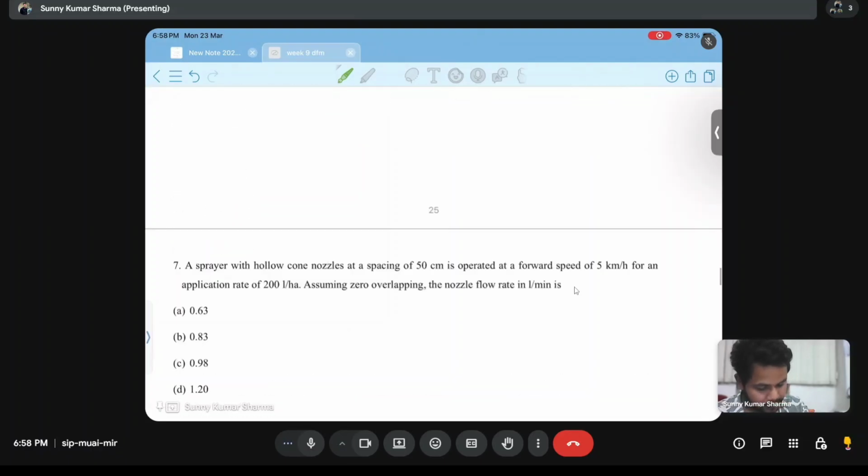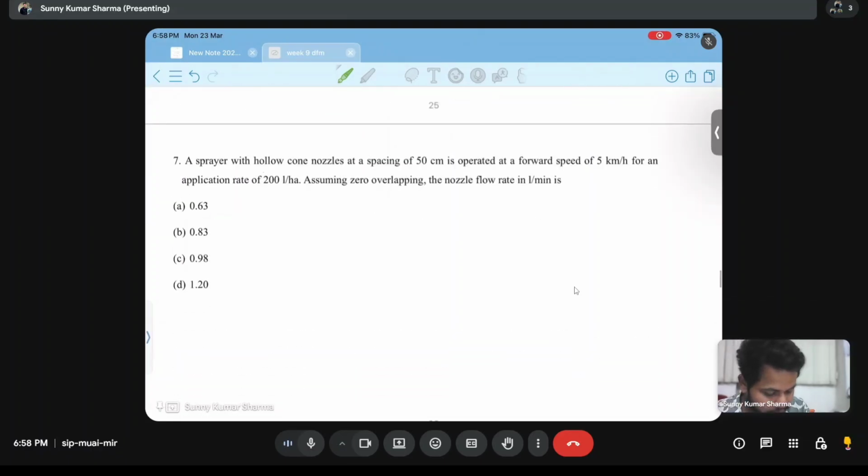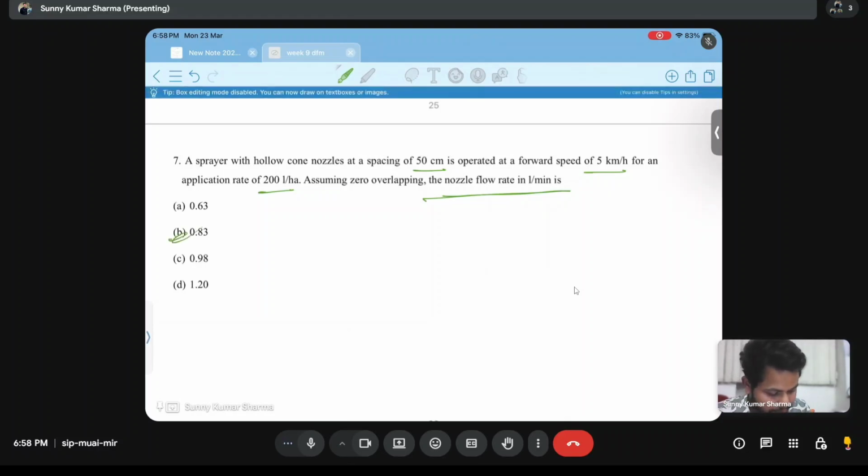This is hollow cone. So next is numerical. A sprayer with hollow cone nozzles at a spacing of 50 centimeter is operated at a forward speed of 5 km per hour for an average application rate of 200 liters per hectare. Assuming zero overlapping, the nozzle flow rate is ___ liter per minute. So 0.8. How will we calculate this?